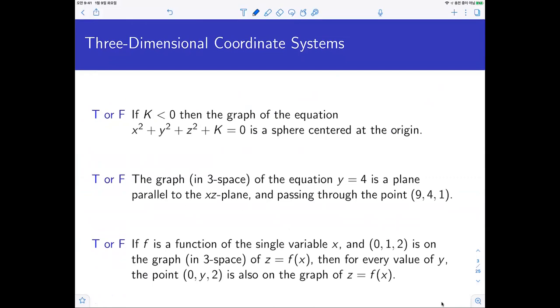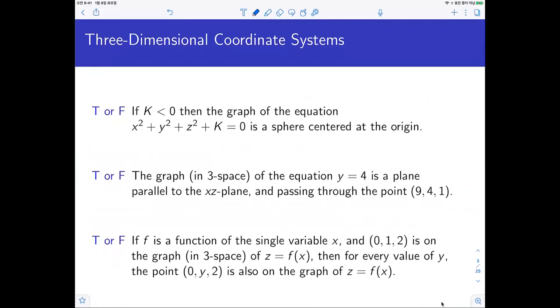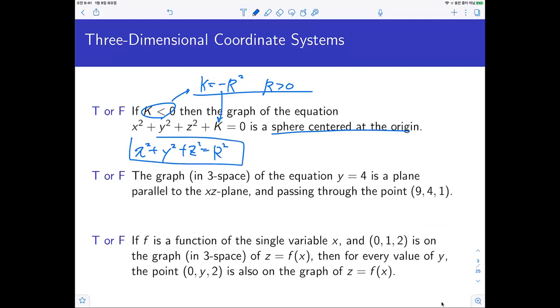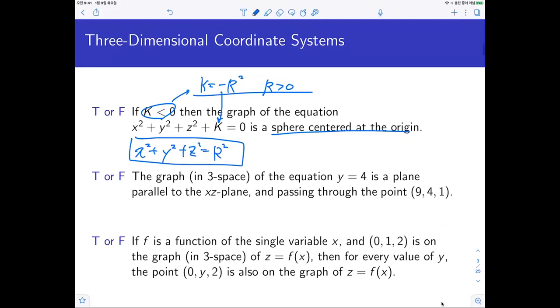Okay, next problem. If k is negative, then the graph of this equation is a sphere centered at the origin. Since k is negative, there is some positive r satisfying this condition. Then we substitute this relation to here to get r squared. Then this is the equation of a sphere centered at the origin with the radius r, so this is true.